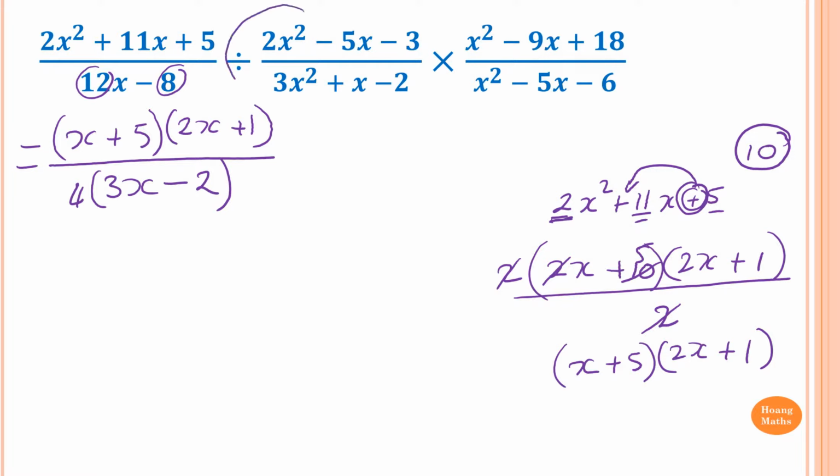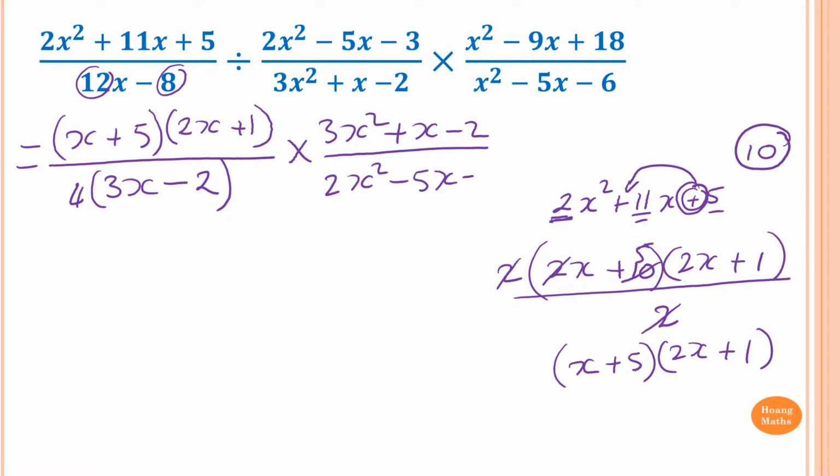Now with this term here, because it's divided by, what I need to do is flip it and it becomes multiply. So I flip it and I just write it out, which is 3x squared plus x minus 2 all over 2x squared minus 5x minus 3 first.